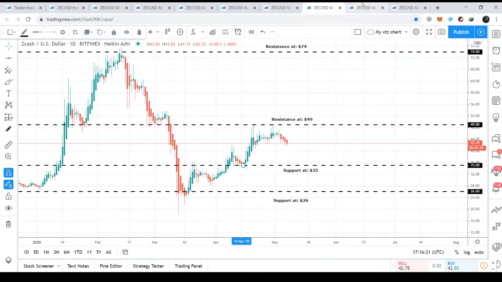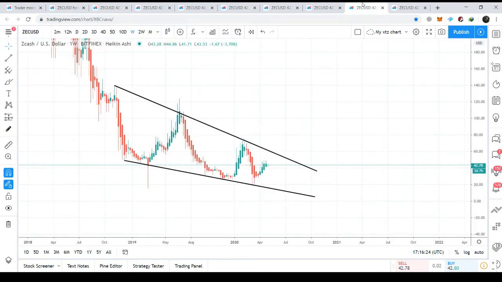$35. Now let's move to a little bit more long-term chart, that is a weekly chart, and we can see that the price line has formed a falling wedge like other top coins.